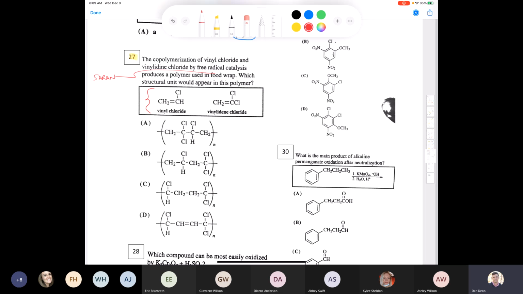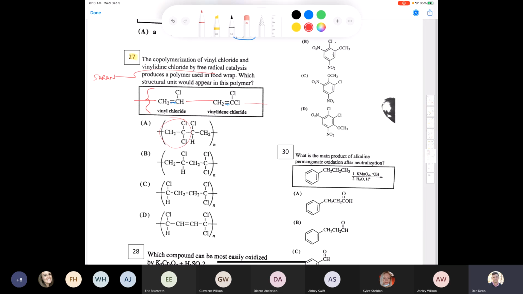Which structural unit would appear in this polymer? Well, we're going to connect these two monomers, right? Vinyl chloride and vinylidene chloride. And remember what I told you is that you're going to remove the pi bonds, and then you're just going to connect these by sigma bonds, okay? Like that.